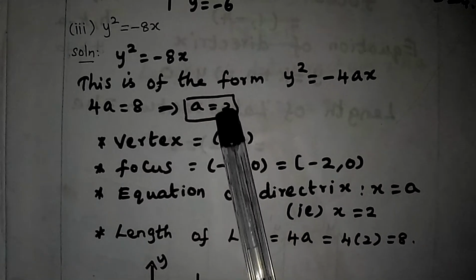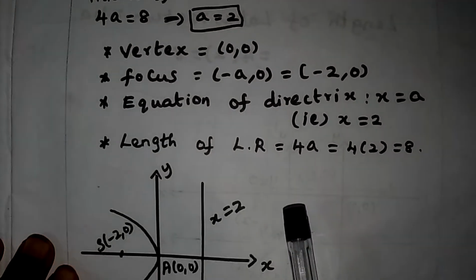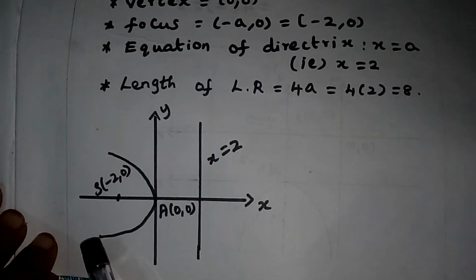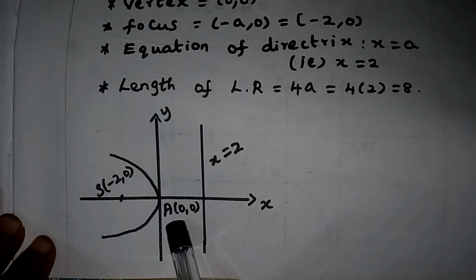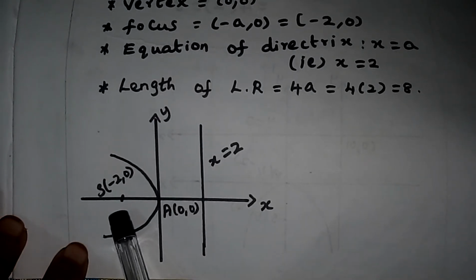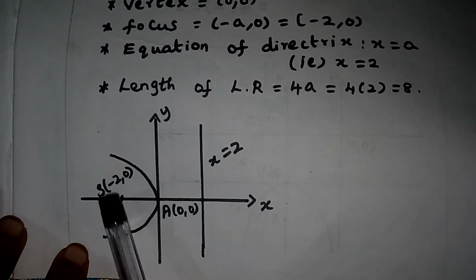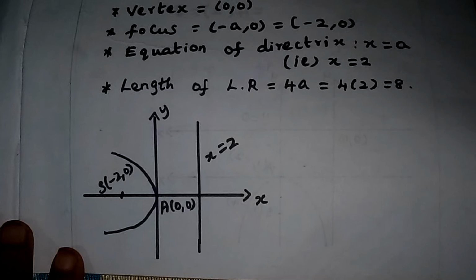So listen, if they ask vertex, focus, equation of directrix like this, it is compulsory to draw the diagram. First you draw the x-axis, y-axis, mark the vertex, origin, then take the focus, minus 2 comma 0. It will be somewhere on the left side. Then draw a parabola passing through the vertex and open where we have the focus.